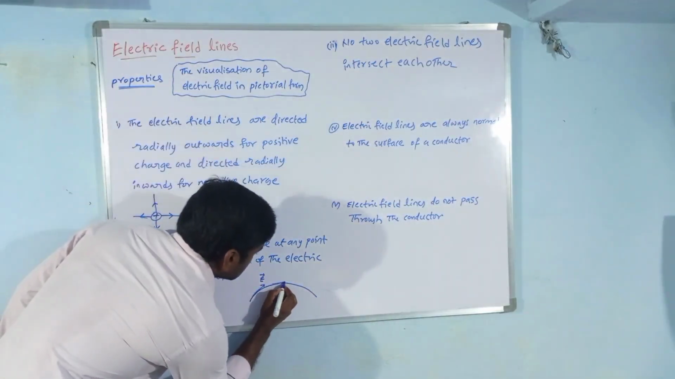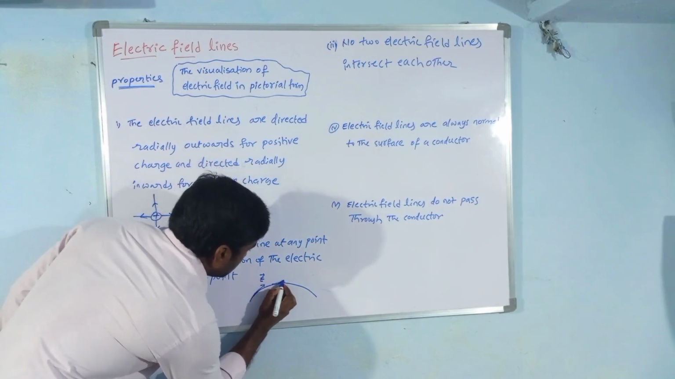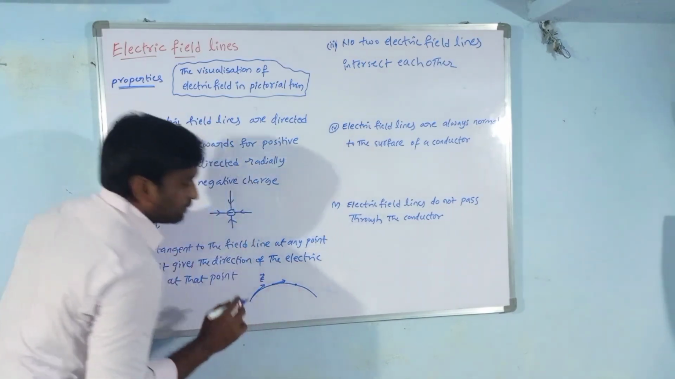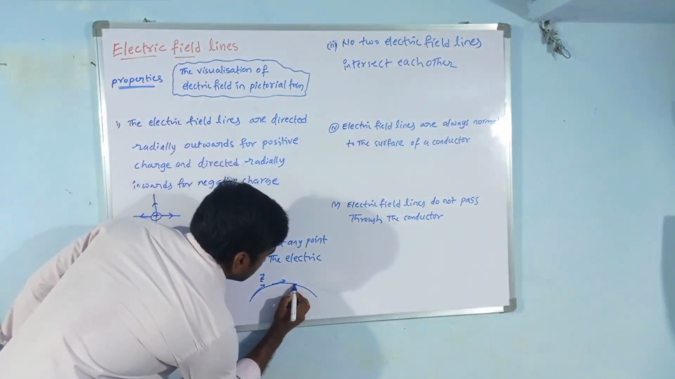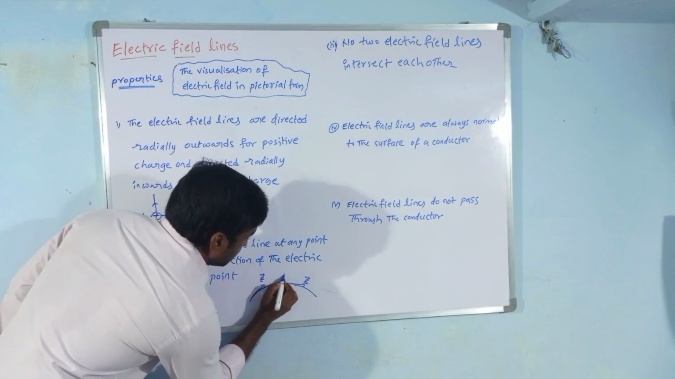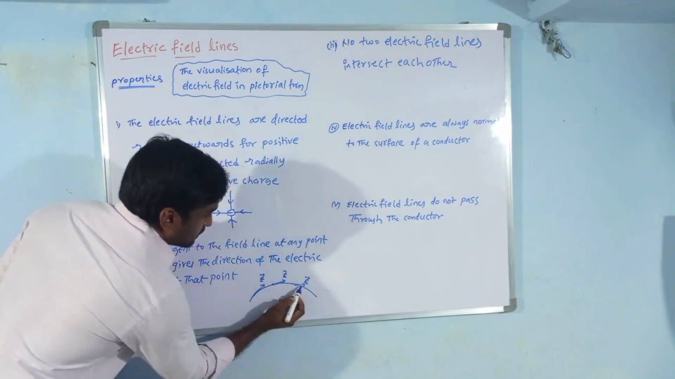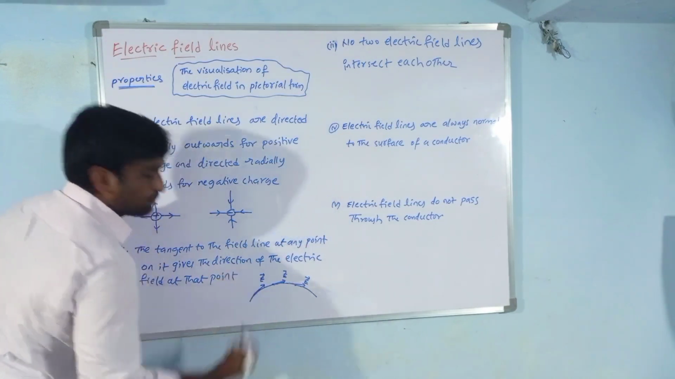So this is the tangent at this point. It represents the direction of the electric field. Suppose this is a point. If you want to know the direction of the electric field at this point, we have to draw a tangent. So this is the tangent. This tangent represents the electric field here. So this is the electric field direction at this point.